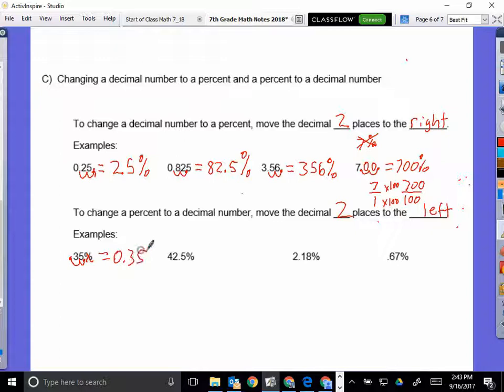And it's going to be 0.35. All right. This number over here, it already has a decimal point. That's kind of nice. Take that decimal point, move it 2 places to the left, put it right there, drop your percentage.